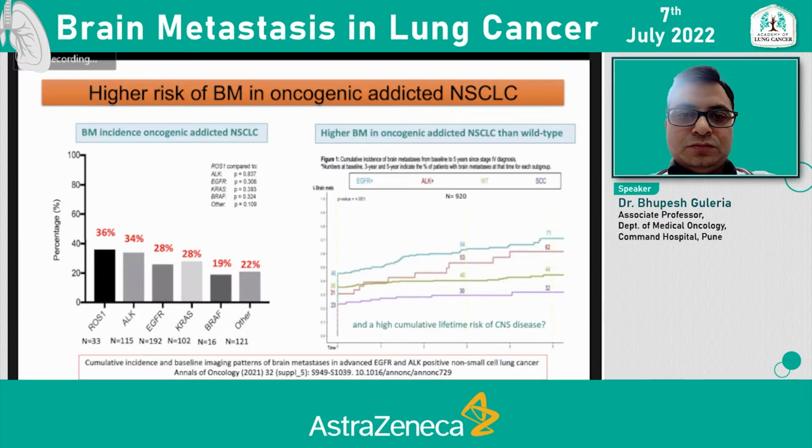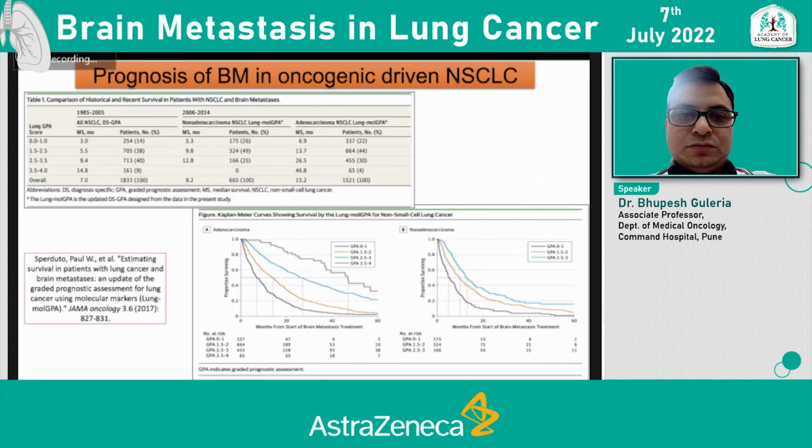What is important in oncogene-addicted non-small cell lung cancer is the brain metastasis incidence, which has been seen in 36% of ROS1, 34%, almost 32%, reaching up to 40% of patients in the different mutations. Higher brain metastasis in oncogene-addicted non-small cell lung cancer has been seen in the different mutations, and there is a higher cumulative lifetime risk of developing brain metastasis if it is not present upfront at diagnosis. We all know the prognosis of metastatic non-small cell lung cancer varies.